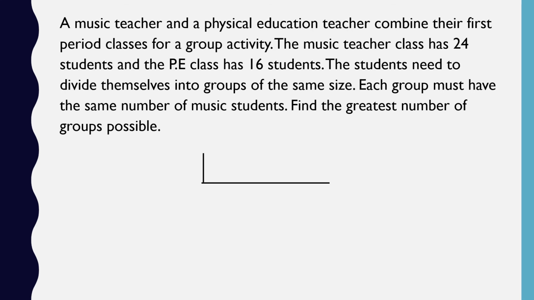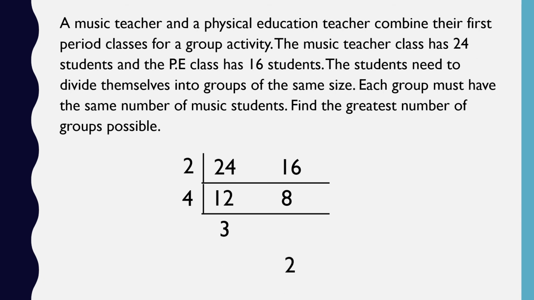So we are going to put 24 and 16 inside the upside down division bar. So we have here 24 and 16. 24 and 16 are both divisible by 2. So 24 divided by 2 is 12 and 16 divided by 2 is 8. 12 and 8 are both divisible by 4. So 12 divided by 4 is 3 and 8 divided by 4 is 2.